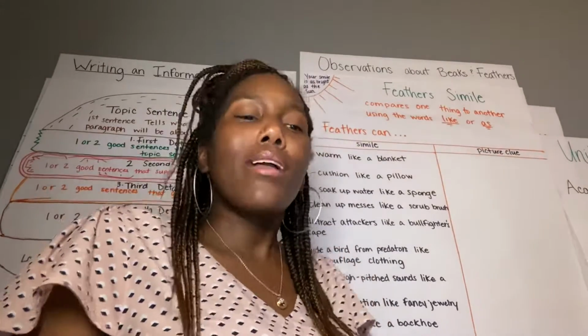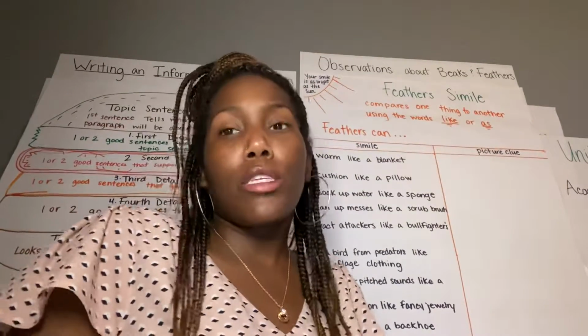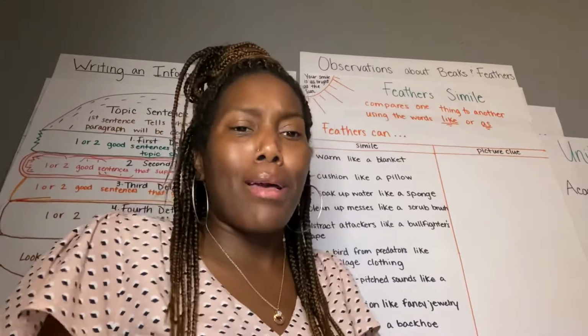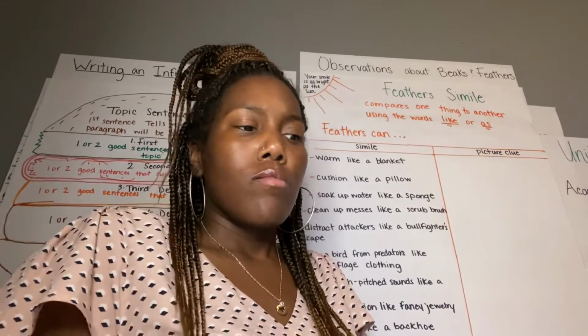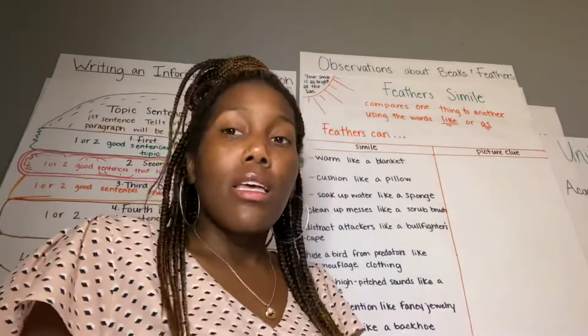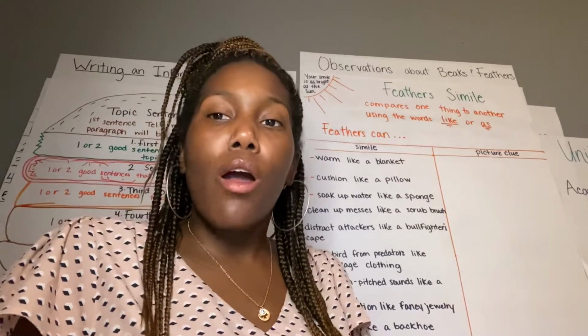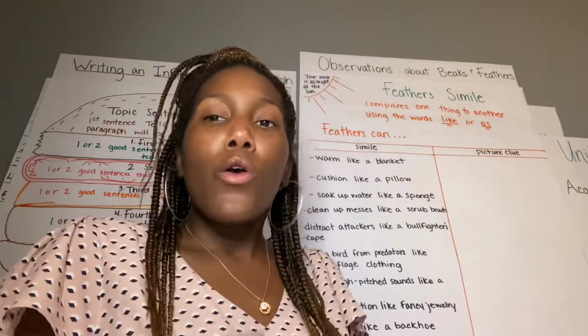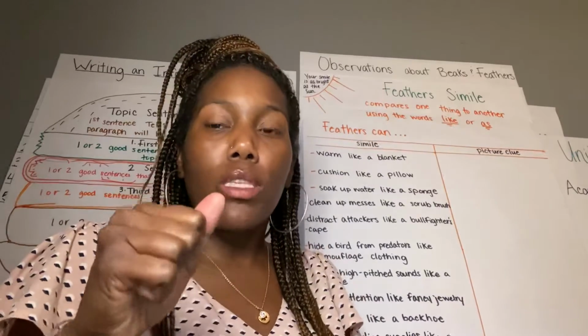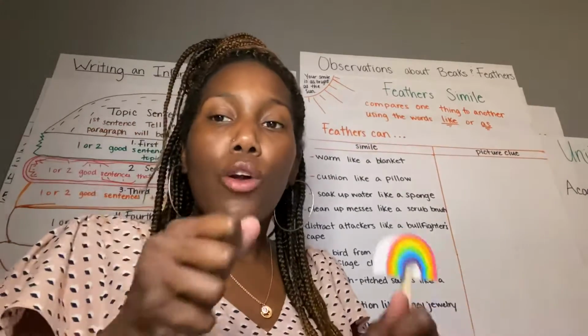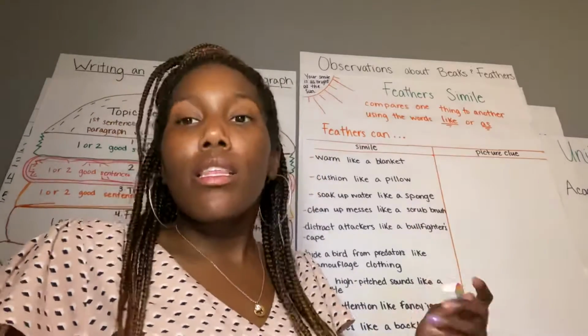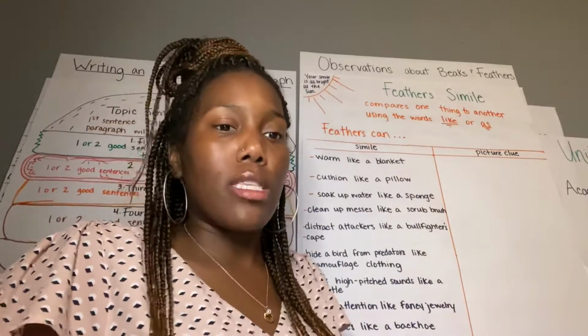Now, why do you think the author compares the bird's feathers to a sponge? Right, because just like a sponge, the feathers soak up water. When your mom or your dad has a sponge, it soaks up stuff. And these feathers soak up the water so that the bird can carry it back to its chicks.